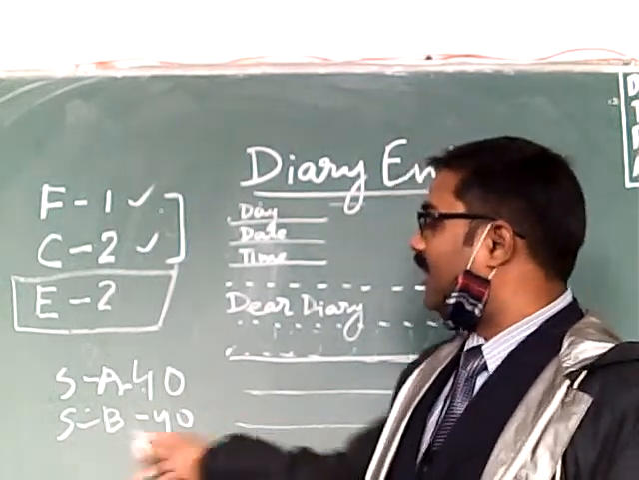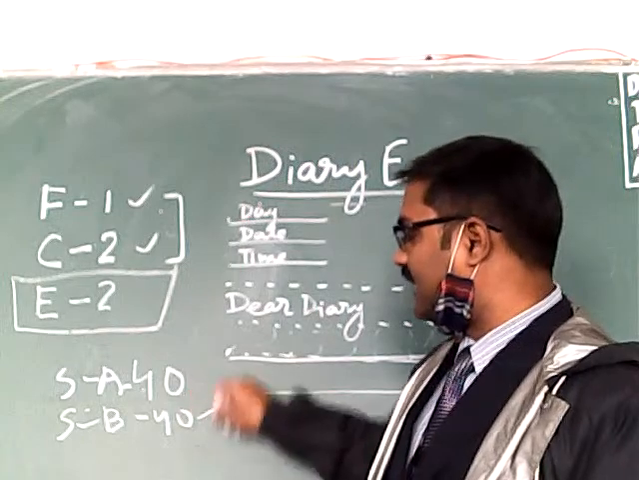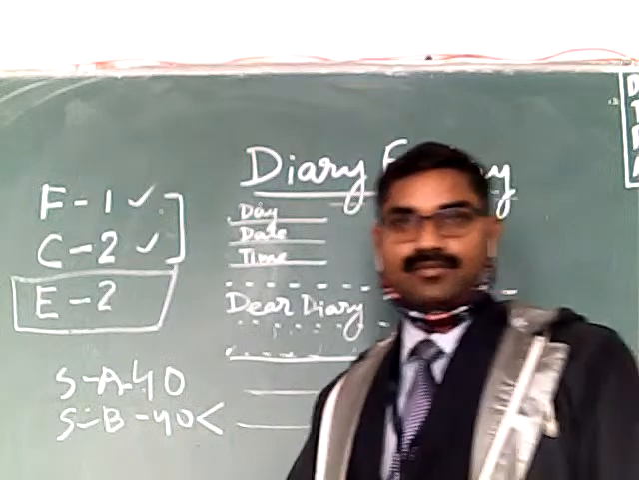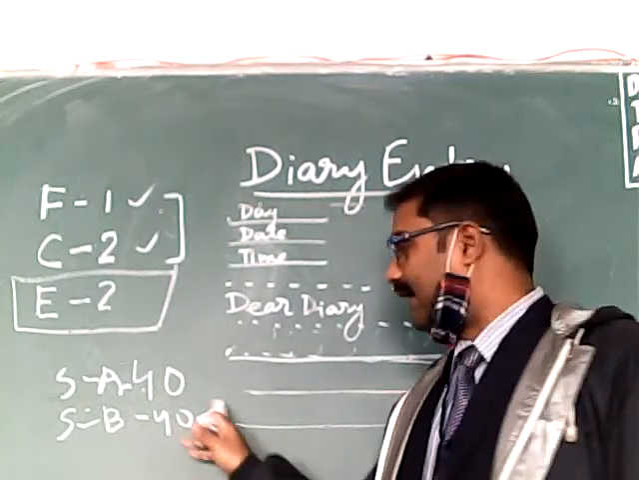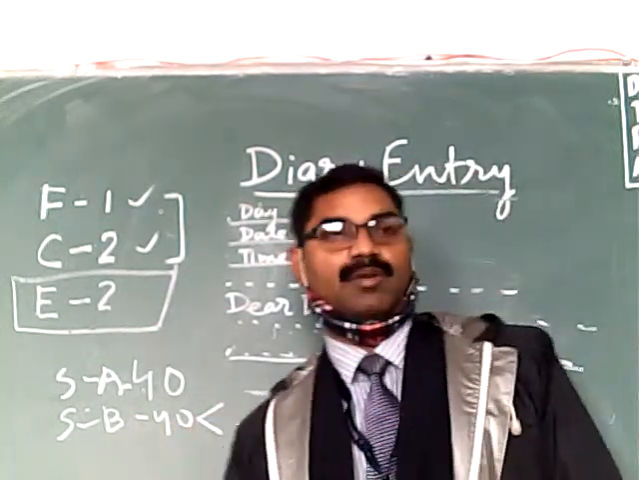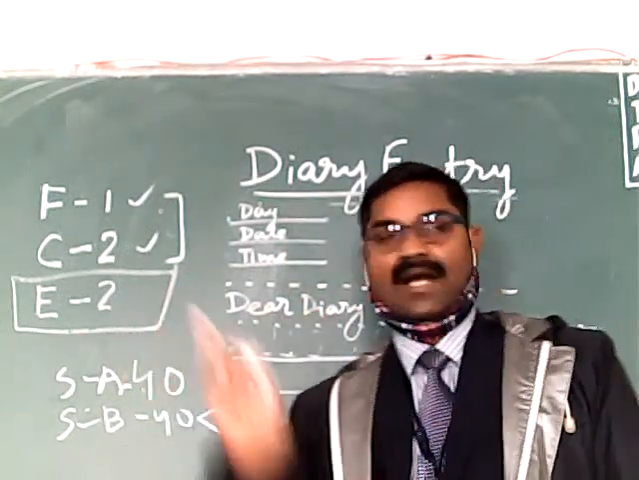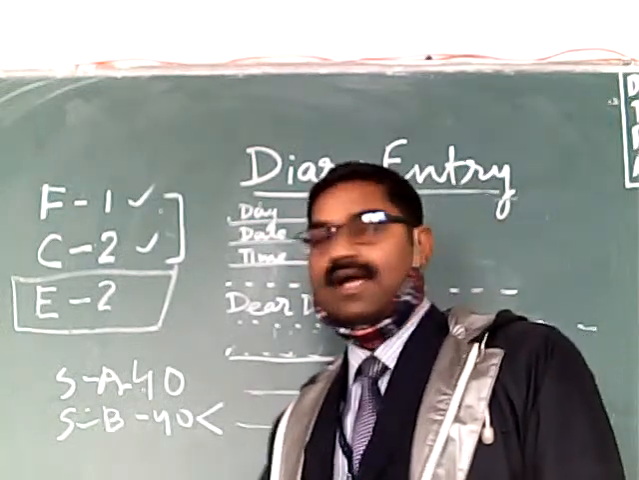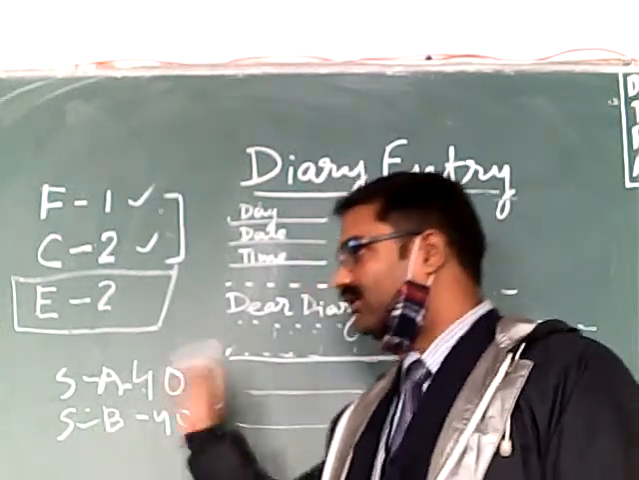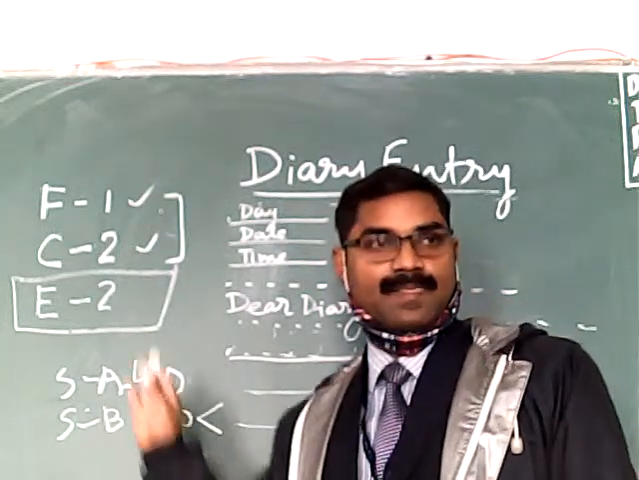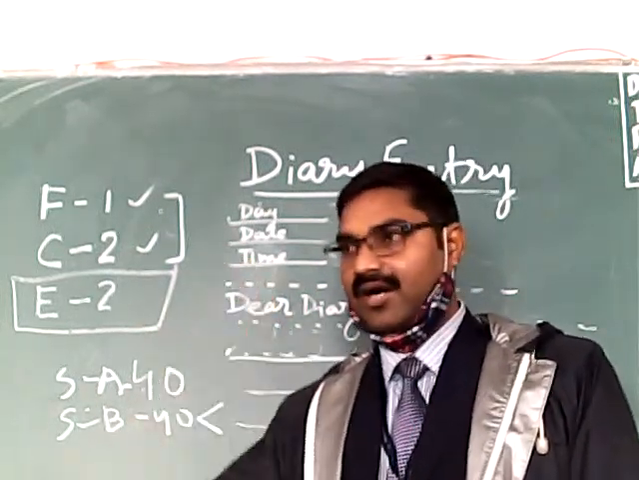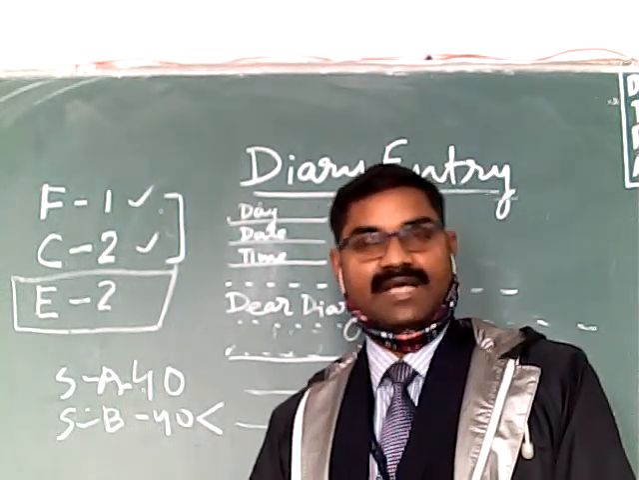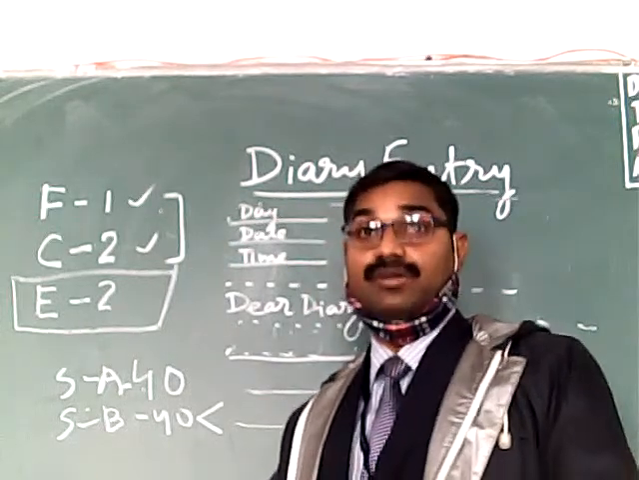Next will be section B. There will be a writing section and a literature section, both descriptive. In the writing section, there will be three sorts of questions. Number one is diary entry, number two is paragraph writing, and number three is article writing. Story and letter will not come. Only three things will be there in the writing section: diary entry, article writing, and paragraph writing. There will be a choice among these three only.